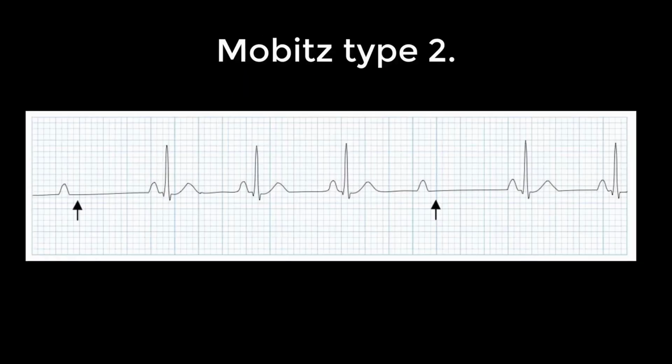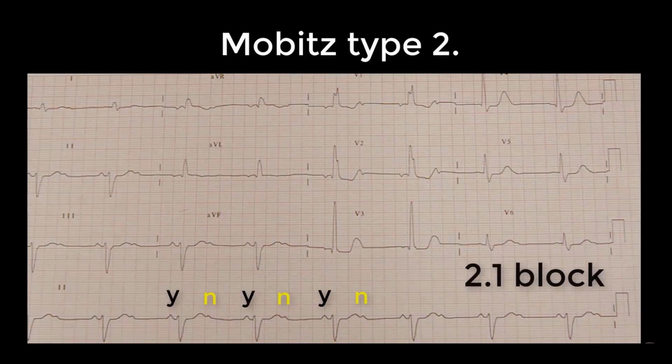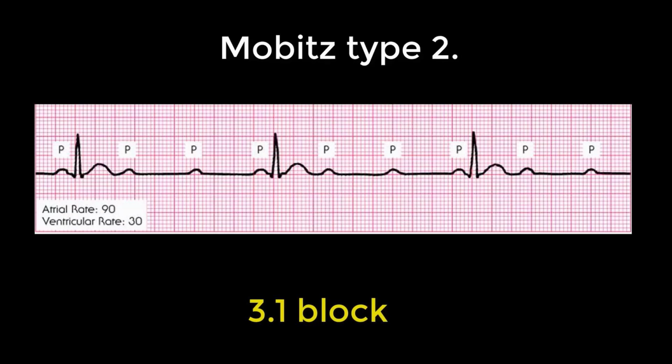In Mobitz type 2, there is also intermittent non-conduction of the P wave, but unlike Mobitz type 1, you don't get progressive prolongation of the PR interval. Usually each patient has consistent non-conduction of the P wave, like 2 P waves occur before one gets conducted, or 3, or 4, or 5.